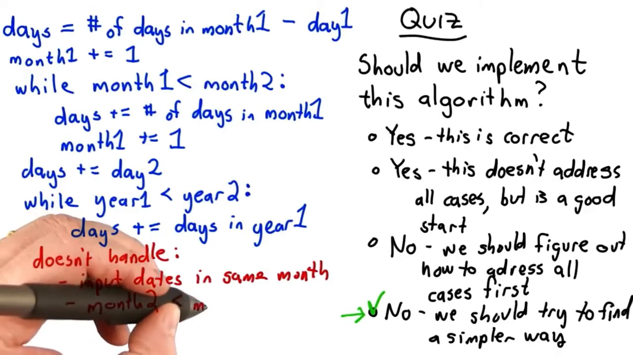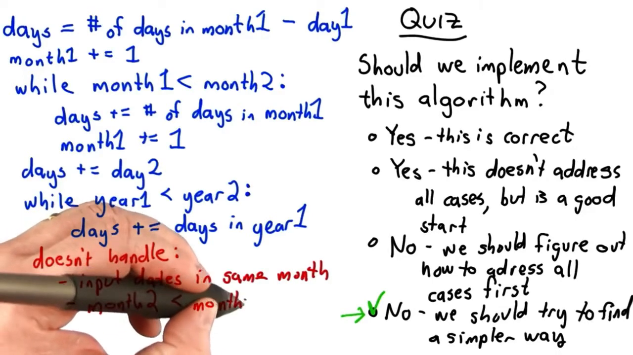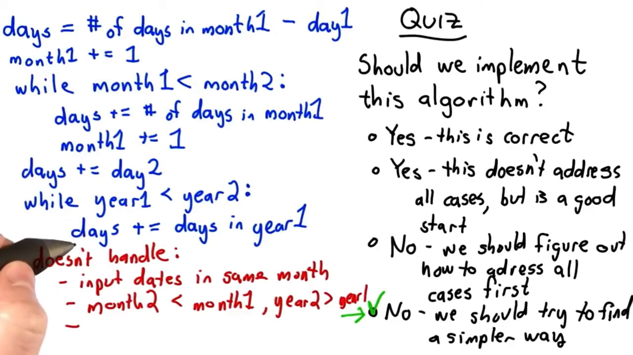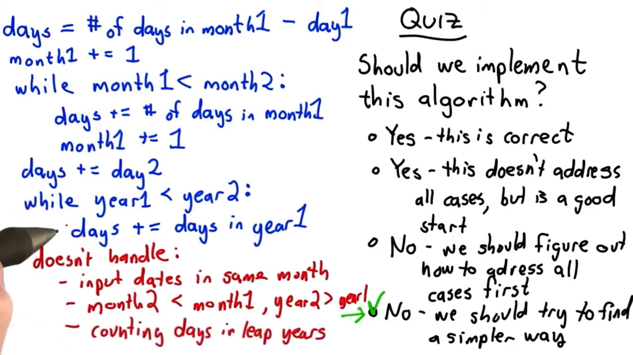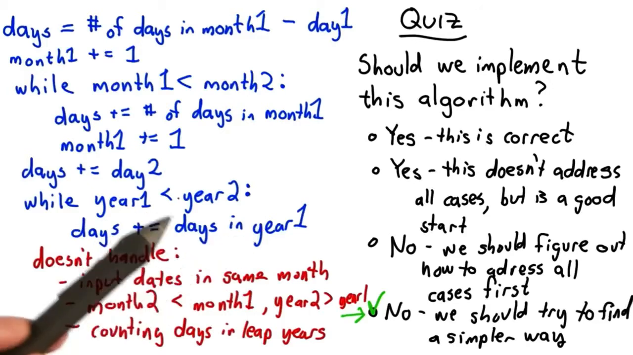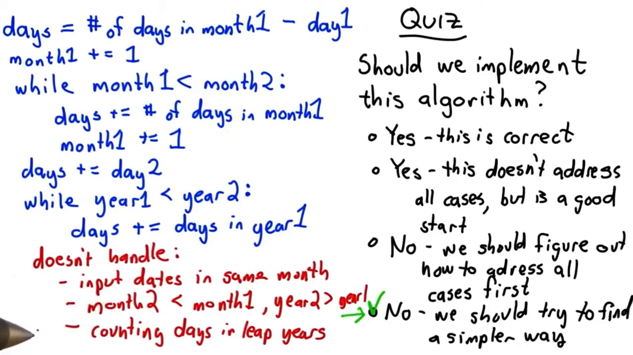There are other cases it doesn't handle. It doesn't handle the case where month 2 is before month 1. And this could happen if the years are different. It would still be the case that the second date is after the first date, even though the second month is before the first month, and this won't handle that correctly. The other thing it doesn't handle quite correctly is counting days in leap years. This loop where we add the days in year 1, we'd have to be careful depending on whether February is included based on what month we're in, whether we should pay attention to the days in year 1 or the days in year 2. There's a lot of things it doesn't handle. We could definitely fix this code to handle those.